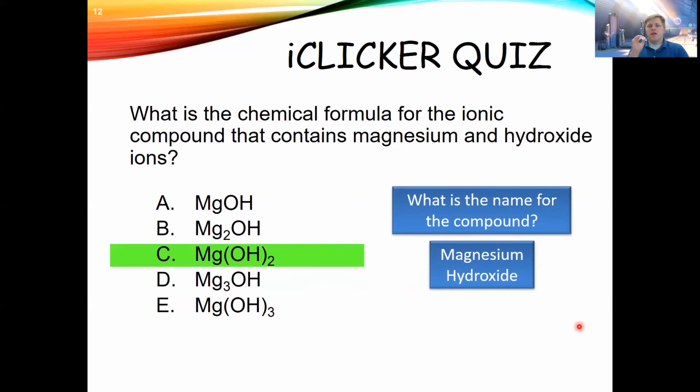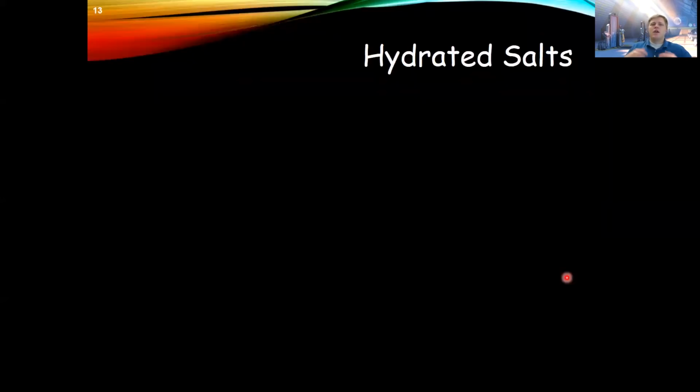Now, hopefully you're not feeling too overwhelmed by this. Really, with naming, it's memorizing a lot of rules. There are some principles to it, but if it feels just like a ton of memorization, that's largely because it is. And again, this isn't necessarily chemistry per se, but we do need this tool of language to talk about chemistry. All right, now let's talk about something else to do with salts, and that's hydrated salts.